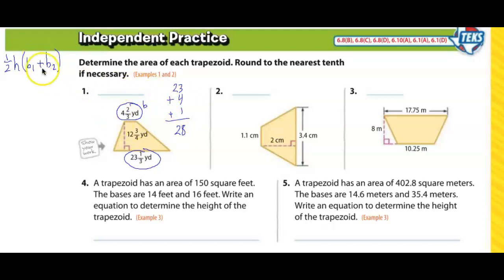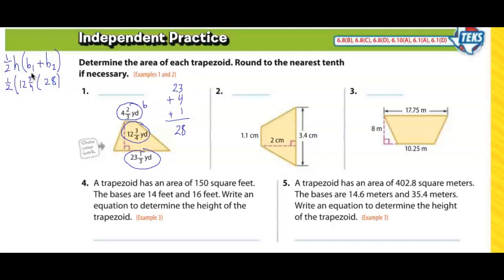So now all we have to do is put that into this formula. So we're going to rewrite it: 1/2. And the height is going to be the perpendicular line that's in between the two bases. And so that's going to be 12 and 3/4 times 28.